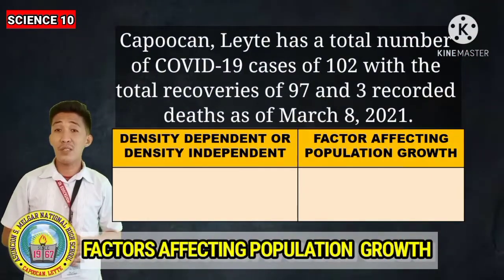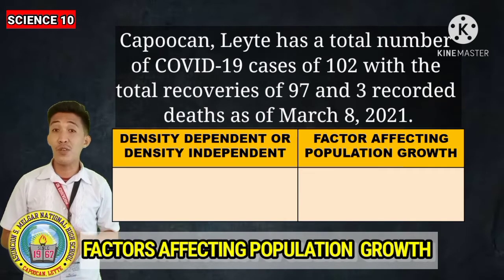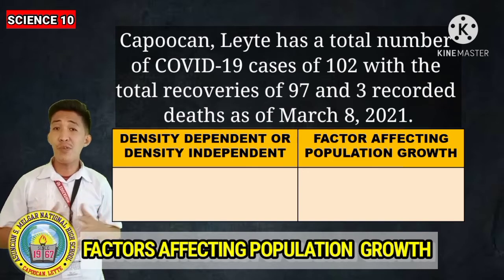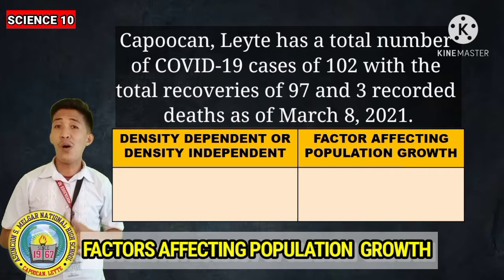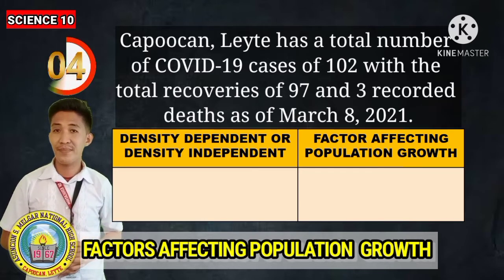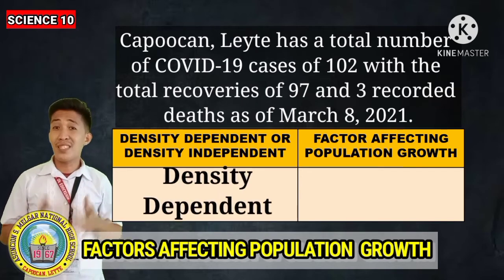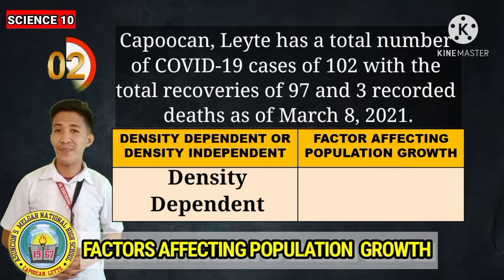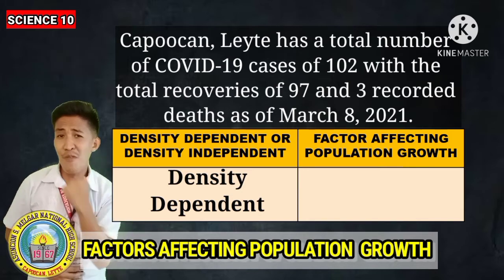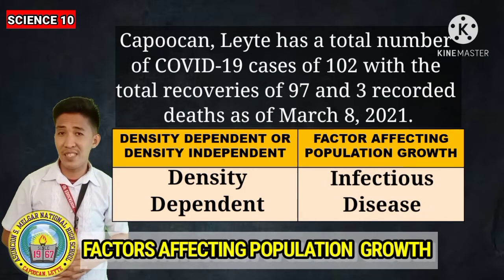Capoocan, Leyte has a total number of COVID-19 cases of 102 with total recoveries of 97 and 3 recorded deaths as of March 8, 2021. Now, is the situation density dependent or density independent? Right, it's density dependent. What about the factors affecting the population growth? Very good, it's infectious diseases.